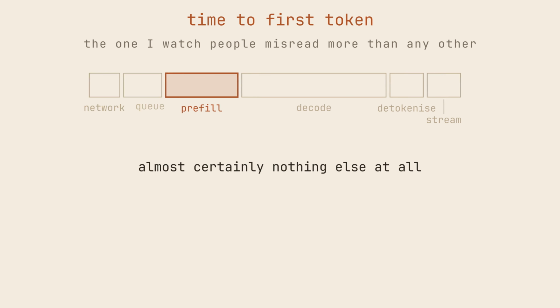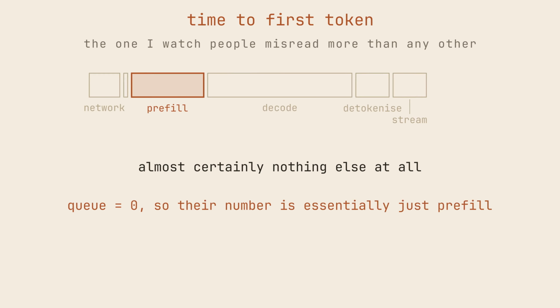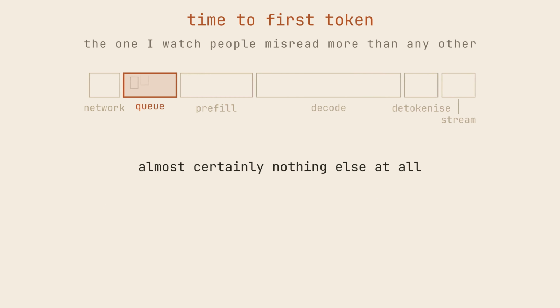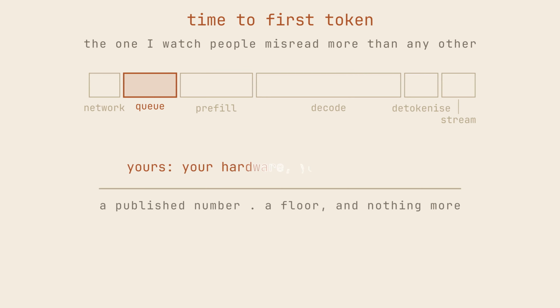On an idle server, your queue time is 0, right? So their time to first token is essentially just prefill, which is the fast and predictable half of it. Yours won't look like that. And is that your configuration being wrong? It isn't. It's that your server has other people on it. So treat a published number as a floor and nothing more, because the only one worth tuning against is the one you measured yourself on your own hardware at the arrival rate your users actually generate.